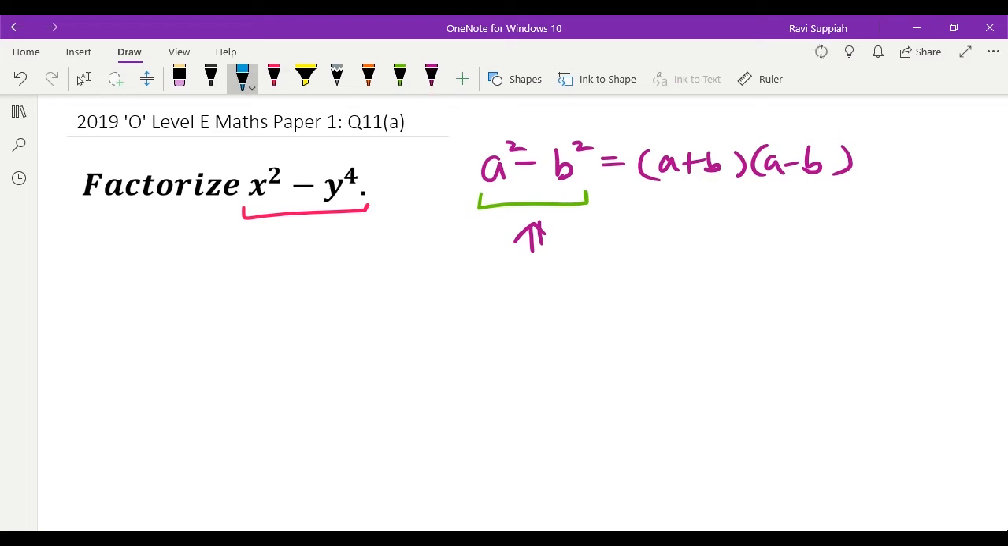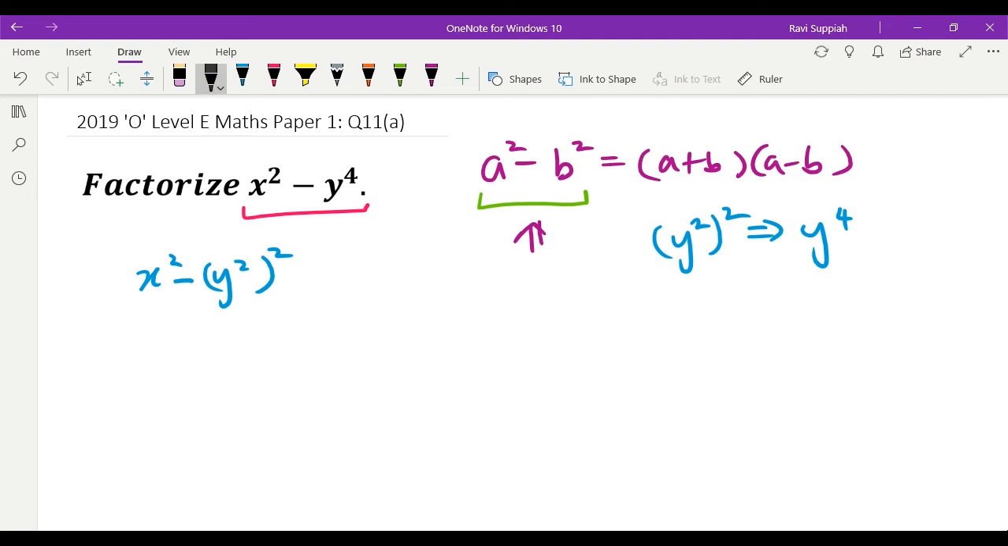So we have x squared minus y to the 4. What do we know about this? We know that y squared, to the square, is actually equivalent to y to the 4. So I can rewrite this expression as x squared minus (y squared) squared. This y squared, the whole thing squared, is equivalent to y to the 4. Now you can see that this is my a, and this y squared is my b. So a is actually my x, and b is actually my y squared.